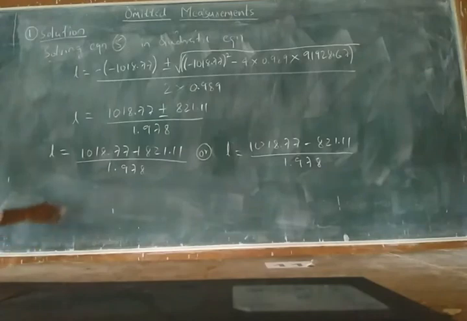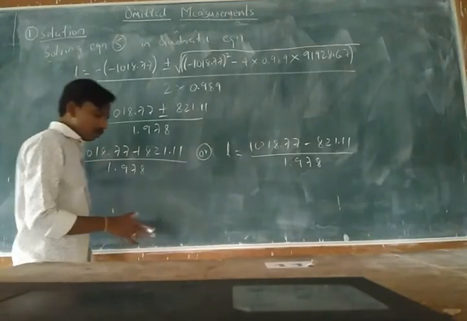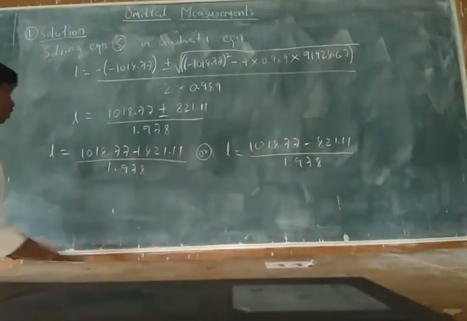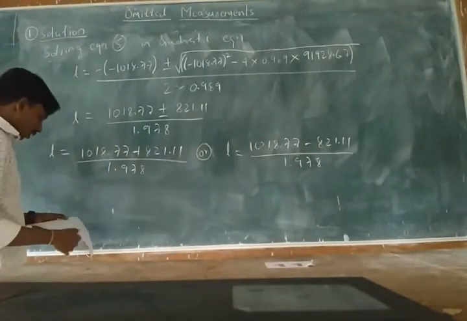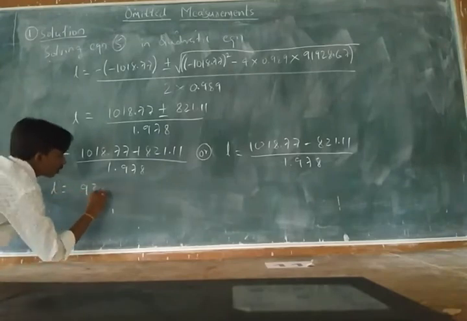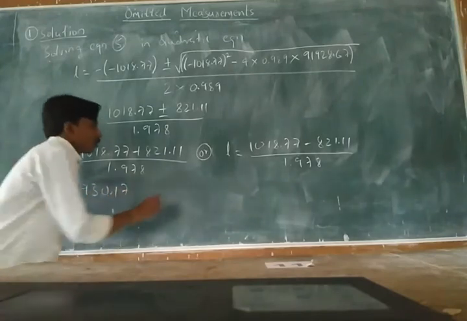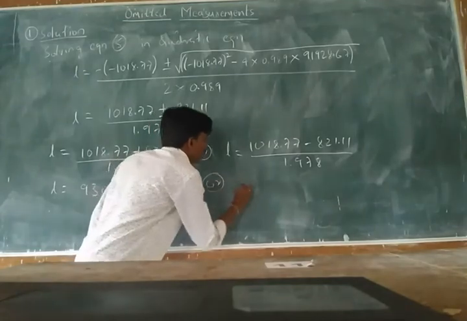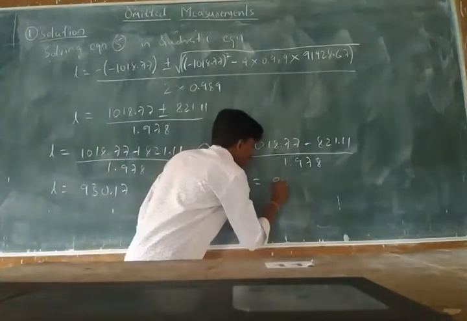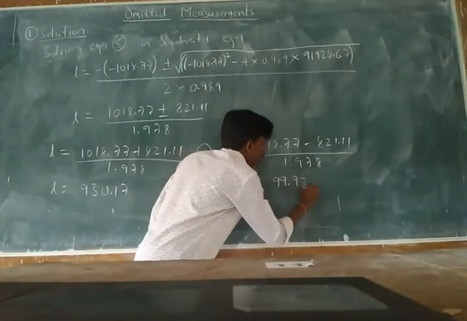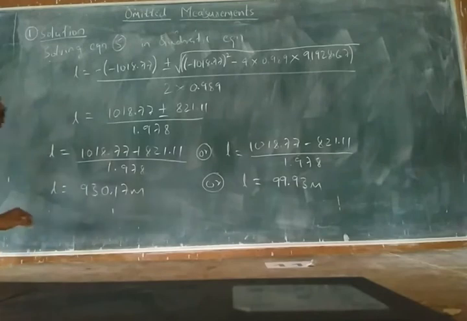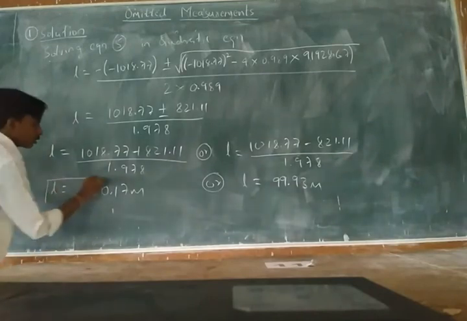So now first solve this one and next solve this equation. After solving this, we will get the value 930.17. So the length will be 930.17, or the length may be, after solving this equation, 99.93 meters. Here 930.17 meters. So this is the length.